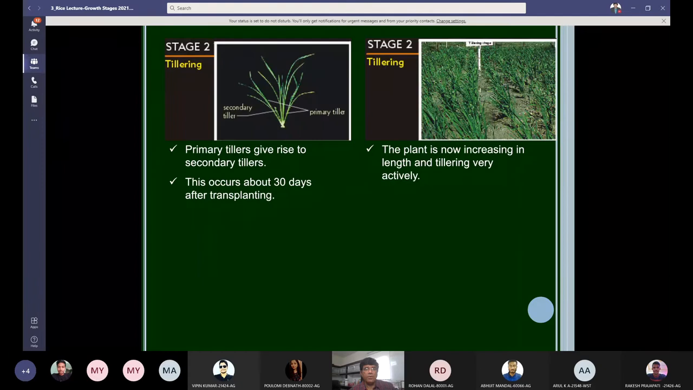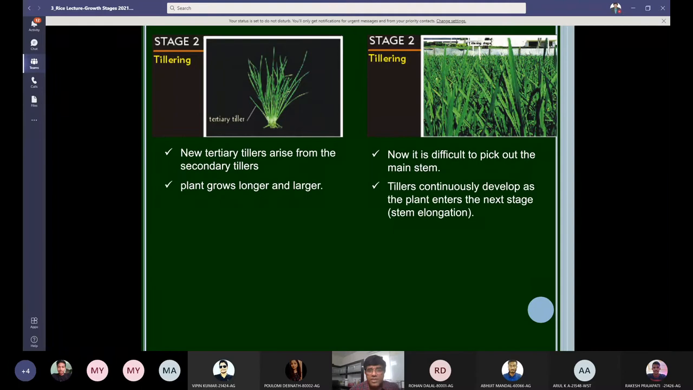Primary tiller gives rise to secondary tiller. This is known to you. This occurs about 30 days after transplanting. The plant is now increasing in length and tillering very actively. You can see in the picture, this is the active tillering stage where the number of tillers is increasing fast. New tertiary tillers arise from the secondary tillers and the plant grows longer and larger.